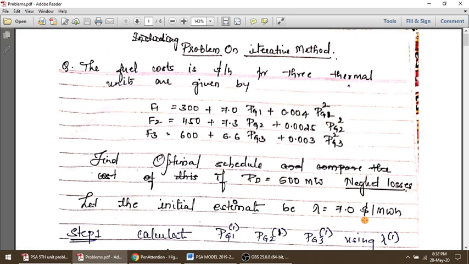So in this question they have already given the initial estimate of the lambda value. If the initial estimate is not given, assume any value which is nearer to the given quantity.